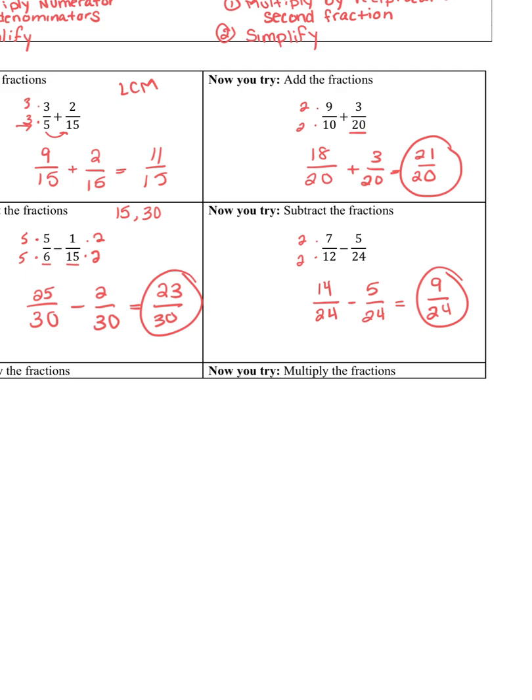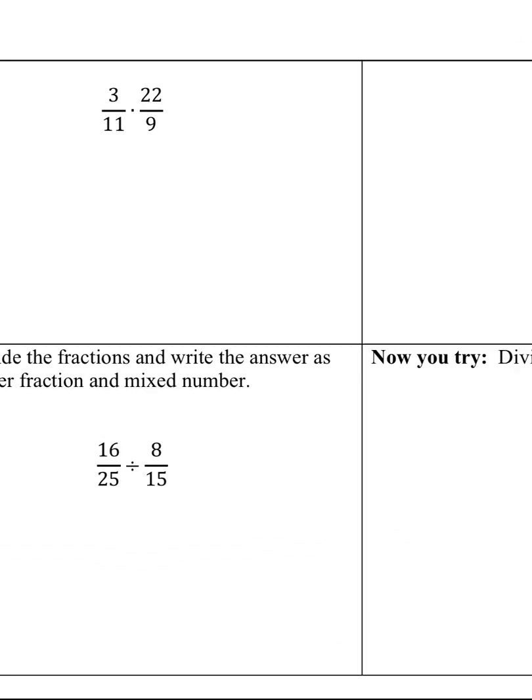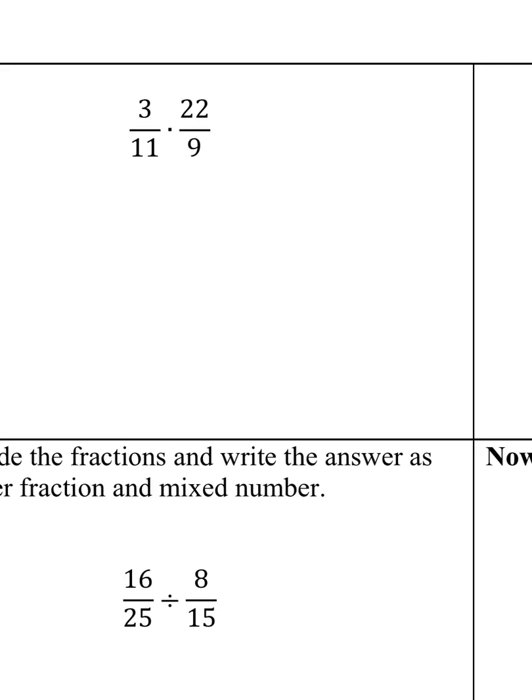So when it comes to multiplying, all we have to do is actually multiply straight across and then reduce. Now, I will show you an interesting tip using factors, okay? So first I'm going to show you how we can just multiply straight across. Meaning I could do 3 times 22, and that gives me 66, and 11 times 9, which gives me 99. Now here I'm going to have to reduce, right?